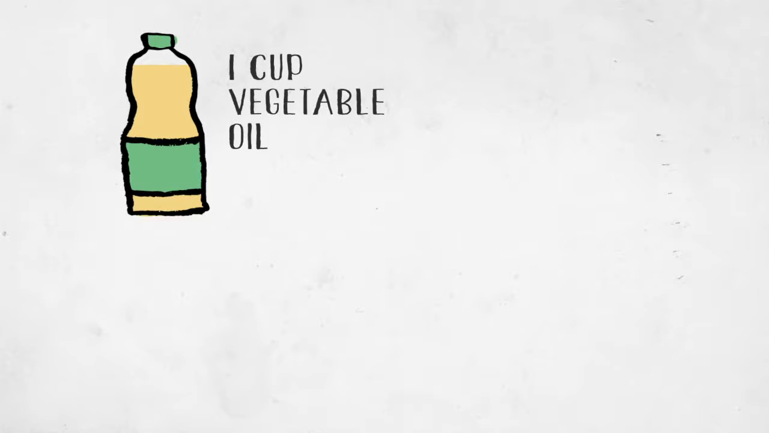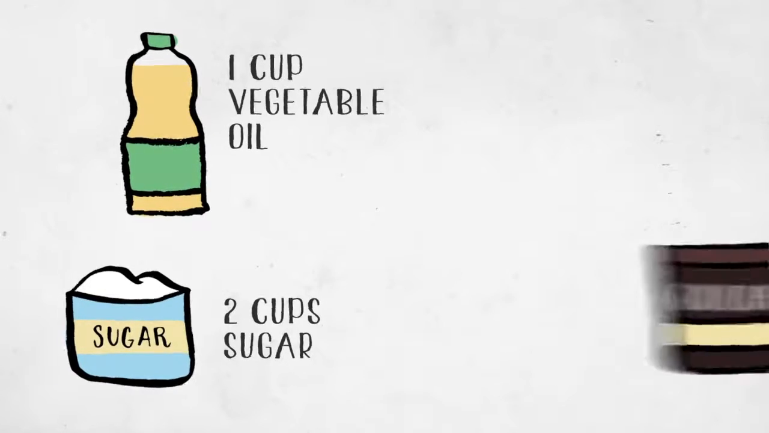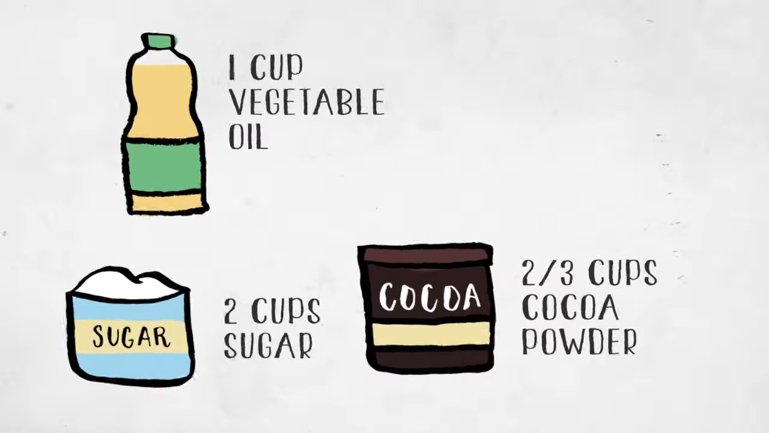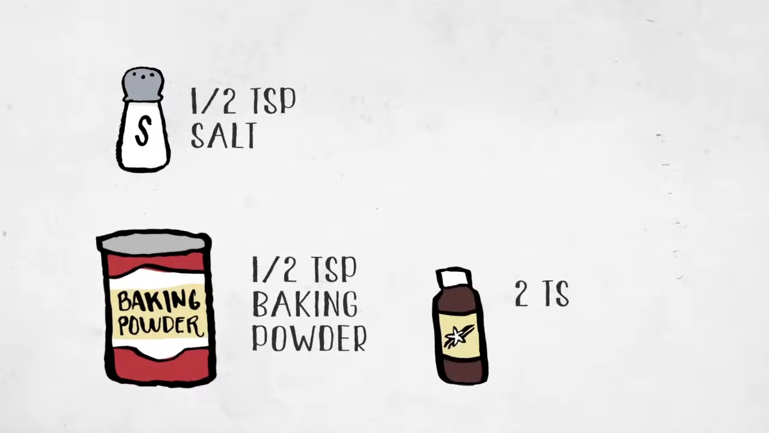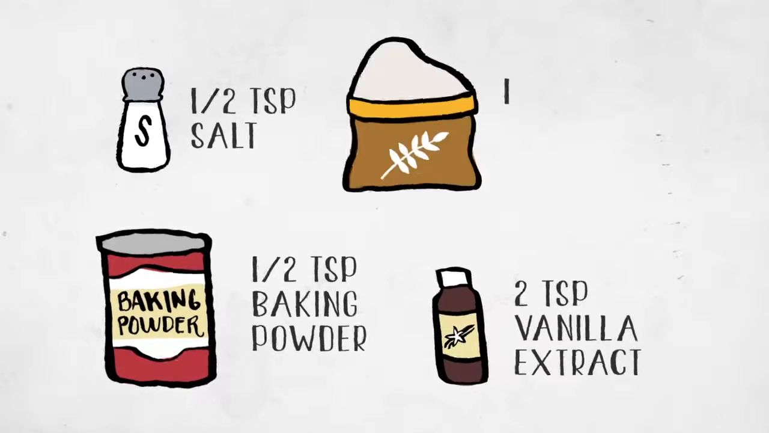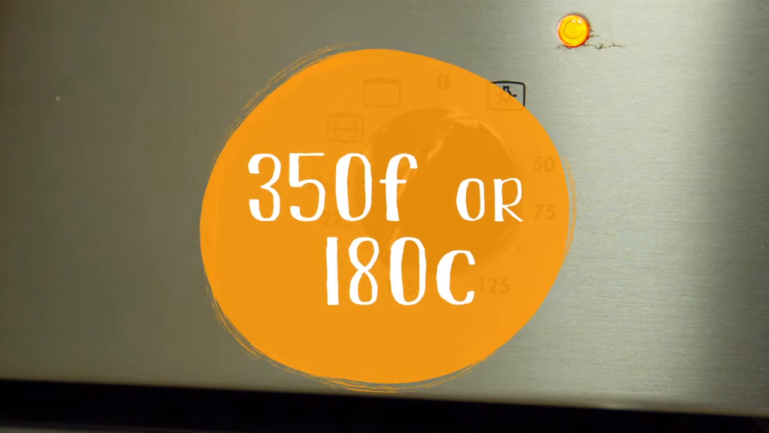For this recipe, we'll need 1 cup of vegetable oil, 2 cups of sugar, 2/3 cup cocoa powder, 4 large eggs, 1/2 teaspoon salt, 1/2 teaspoon baking powder, 2 teaspoons vanilla extract, and 1 cup of all-purpose flour. Then let's preheat the oven to 350 degrees Fahrenheit or 180 degrees Celsius.